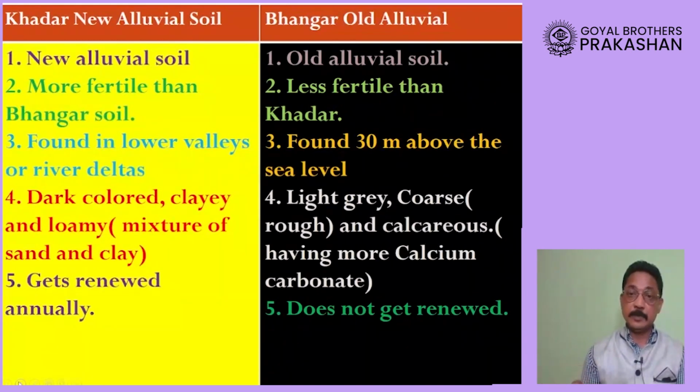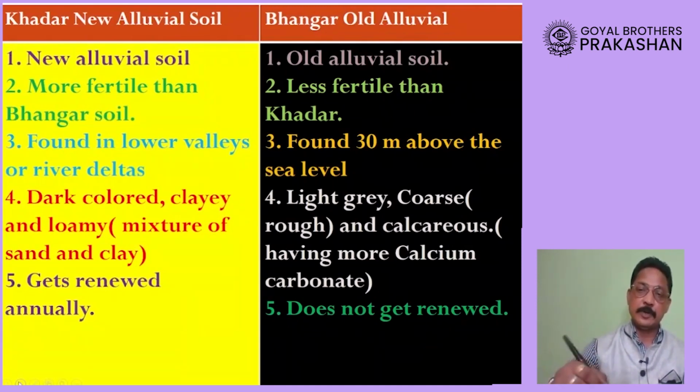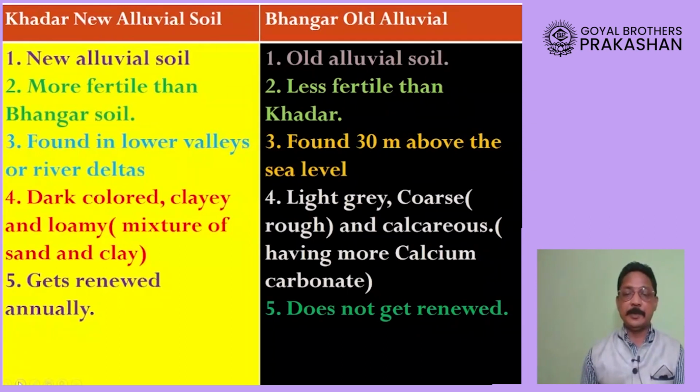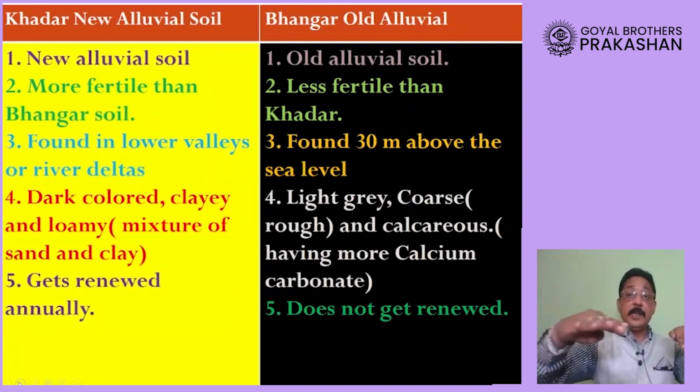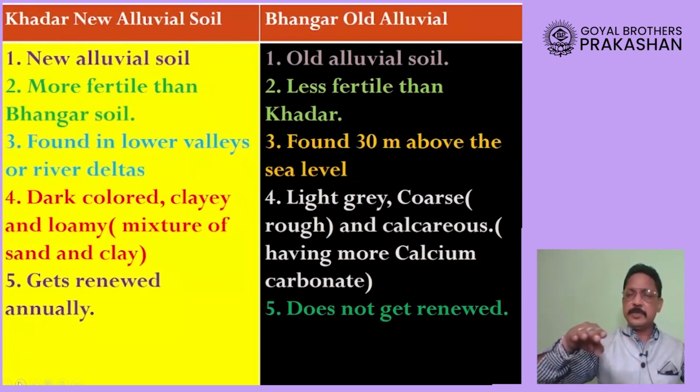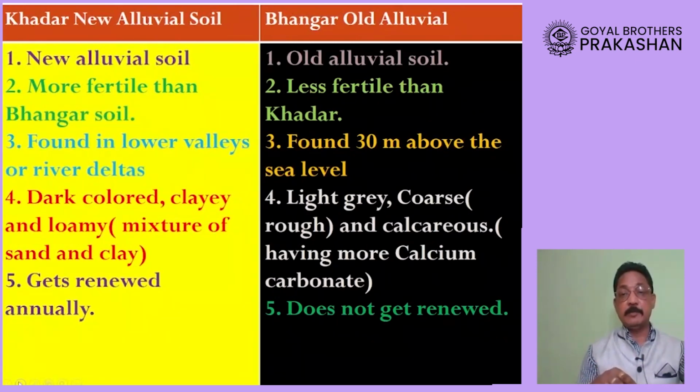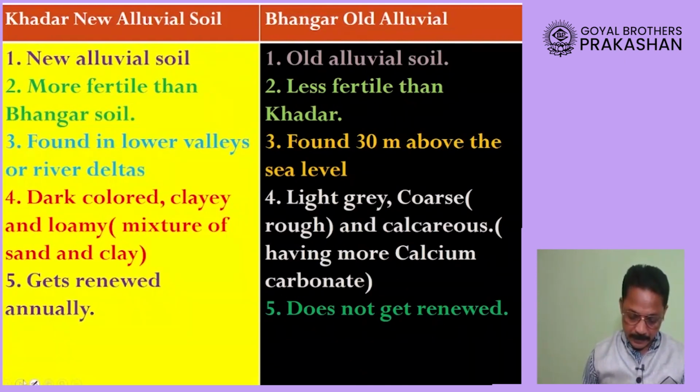This Khadar soil is found near the river, therefore this soil will get renewed every year. Renewed means more and more soil will be brought every year by the river, therefore Khadar soil is getting renewed every year. But when you talk about this Bhangar soil, because it is located away from the river, much away from the river, the new soil doesn't reach there immediately. So the Bhangar soil, which is found quite far away from the river, does not get renewed annually.